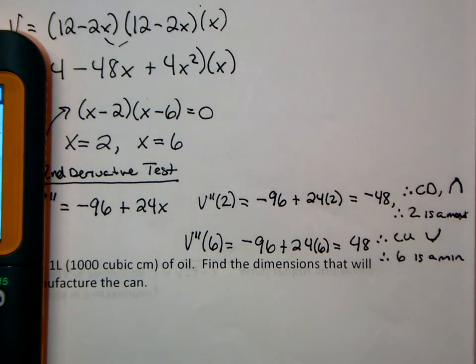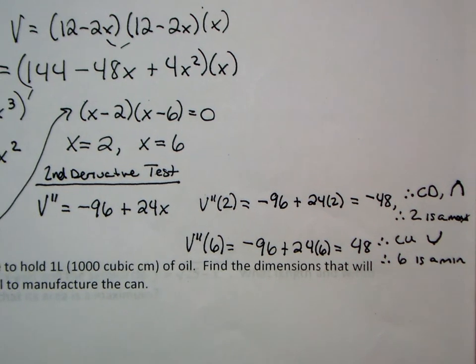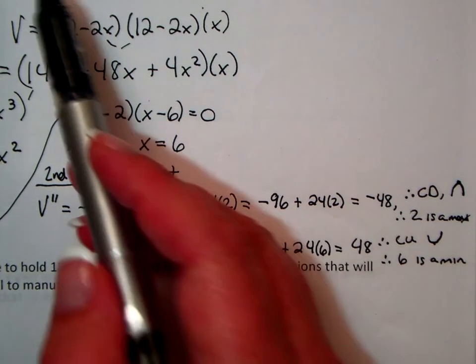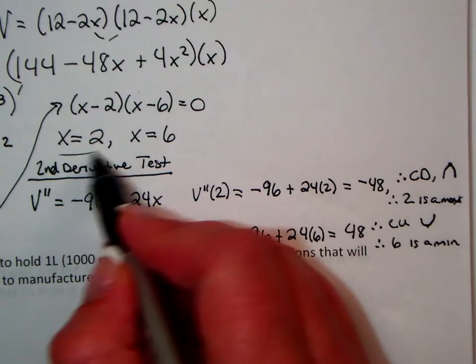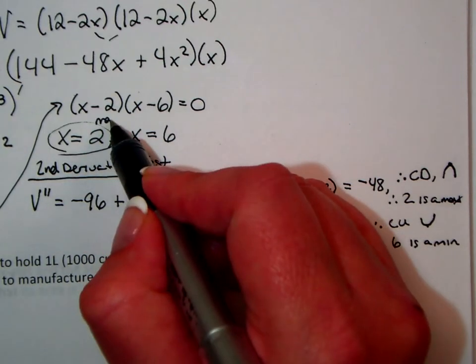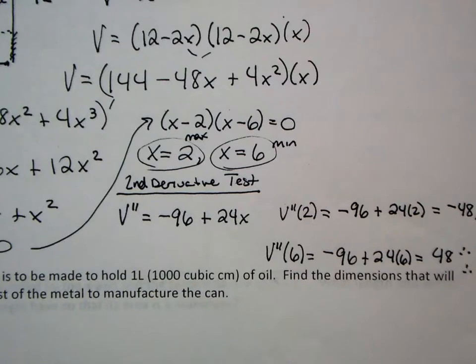All right, so which answer did we want? Did we want to maximize the volume or minimize the volume? Obviously we wanted to maximize the volume. So we're going to pick 2 as our solution. This is the one that maximizes. This is the one that minimizes. All right, so we have an answer.